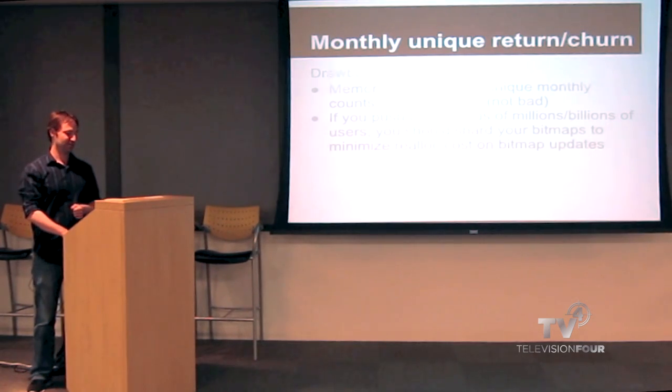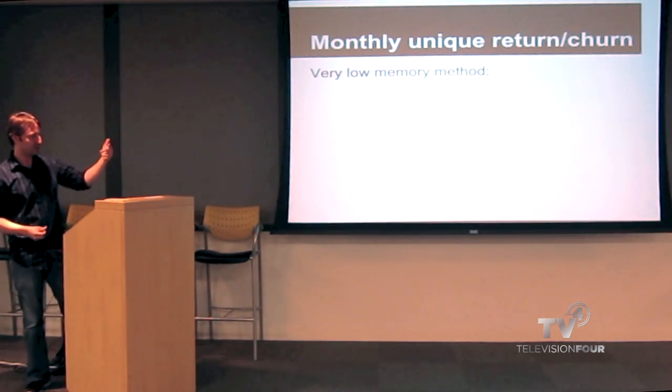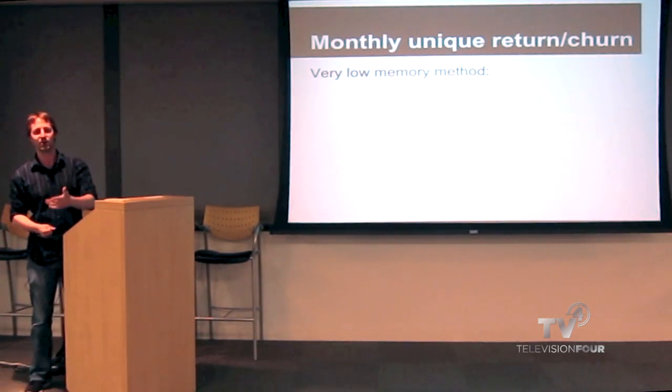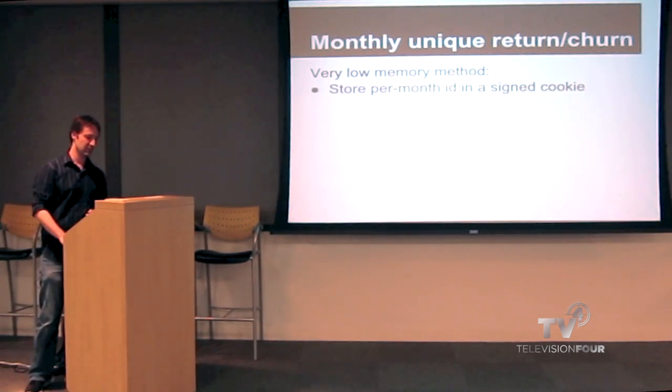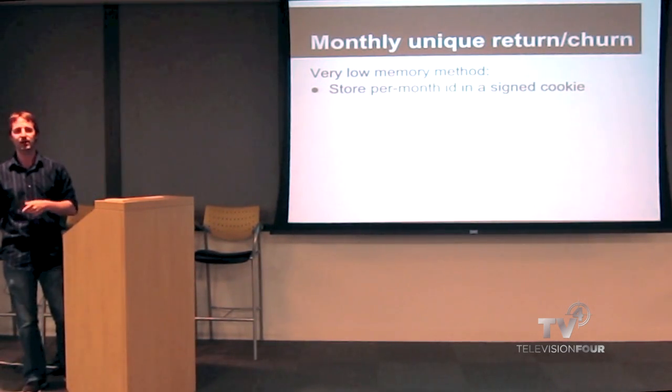We can do better. I call this one the very low memory method. When I originally wrote this, I called it the zero memory method, but that's kind of a lie. It's not zero, it's more than zero, but not much more. We're going to again store a per month ID in a signed cookie, just like before.